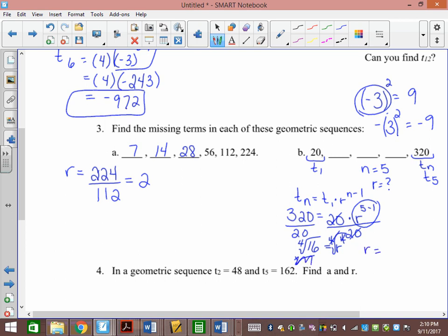So R is 2. So we know that we're multiplying by 2 to get to the next one, right? So what's 20 times 2? Times 2? Times 2? Times 2? 320. So we know we're right.